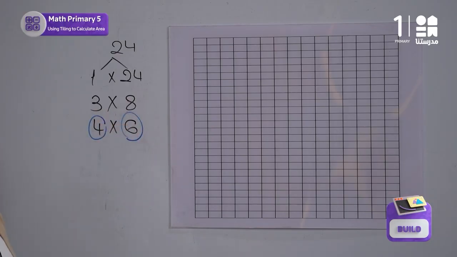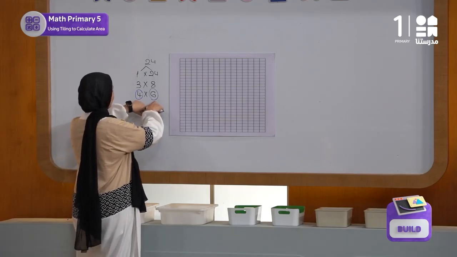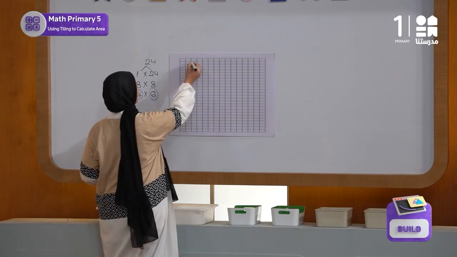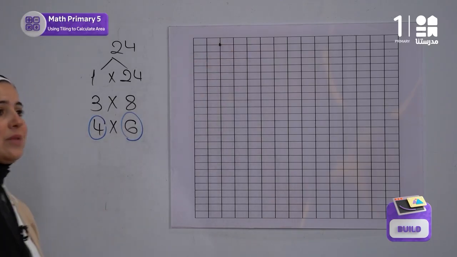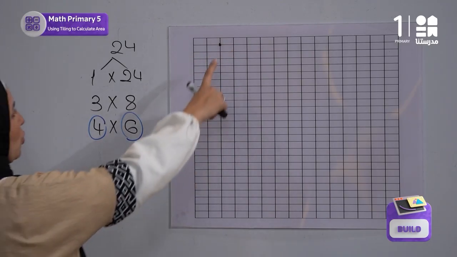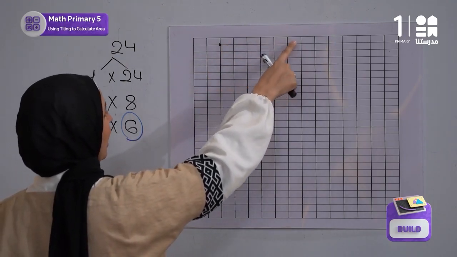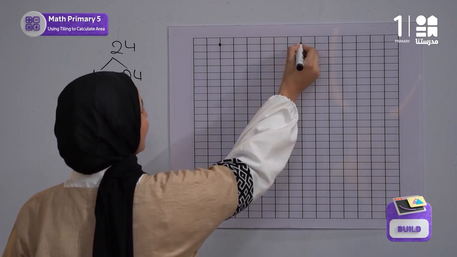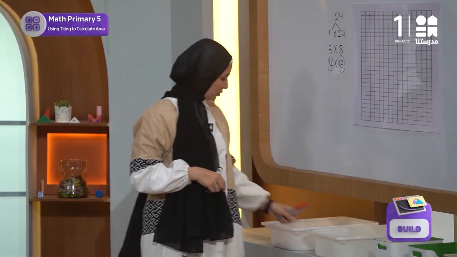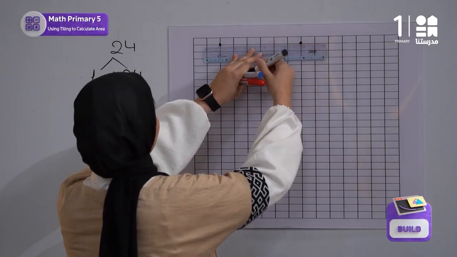Now, let's draw the rectangle. For the rectangle that we have here, I will take the 6 as my length. Let's say I will start with this point over here. I need to count 6 units. So, 1, 2, 3, 4, 5, 6. This is the end over here. With that, I have my dimension. Let's draw it like that. This is my length.